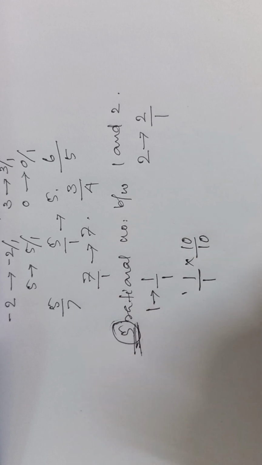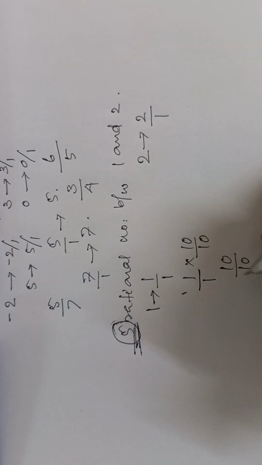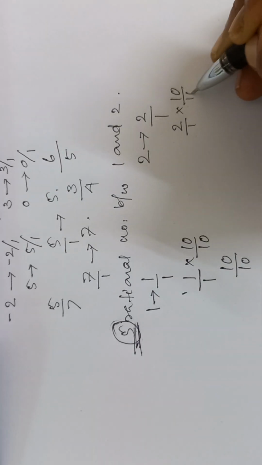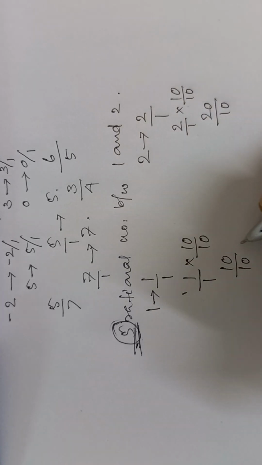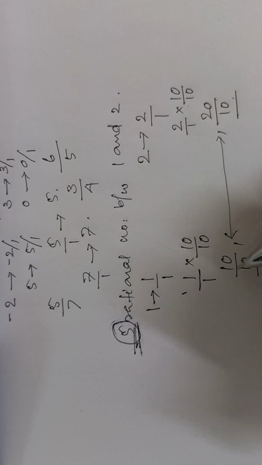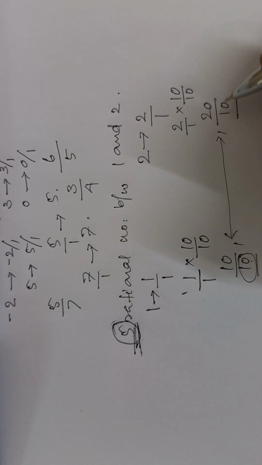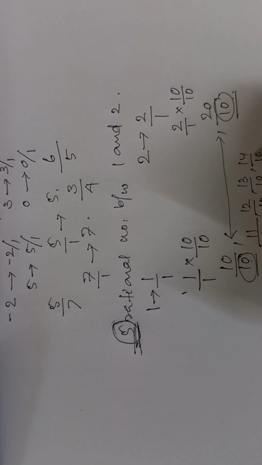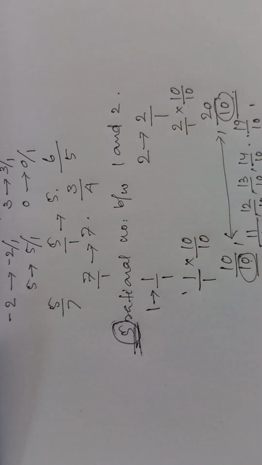Multiplying the numerator and the denominator by 10, you get 10 by 10. Actually it is 1. There is no change in value. And here also 2 by 1 into 10 by 10 becomes 20 by 10. So here you get two rational numbers, 10 by 10 and 20 by 10. In between, you can find the rational numbers. Can you tell which are the rational numbers between 10 by 10 and 20 by 10? Since the denominators are the same, they are 11 by 10, 12 by 10, 13 by 10, 14 by 10 up to 19 by 10. So from here you can write any 5 rational numbers.